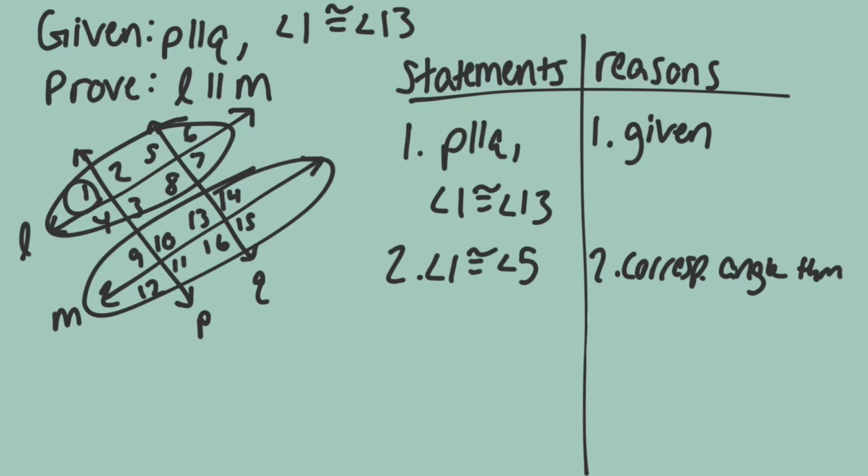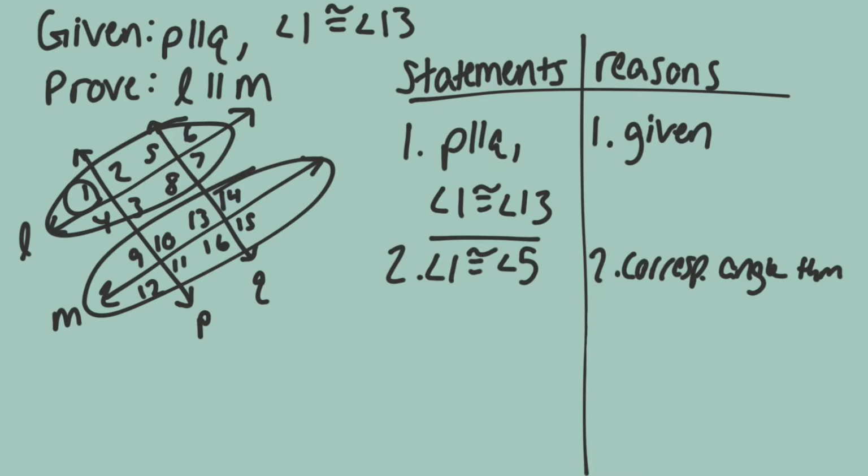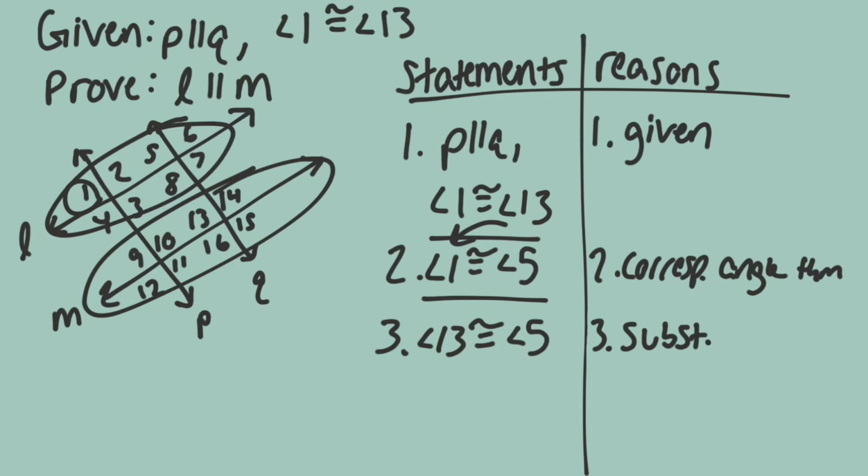But now, where we used to be able to assume that angles 5 and 13 are congruent because they're corresponding angles, we can't assume that anymore because we don't know that this transversal is cutting across two parallel lines. So we have to somehow use some kind of substitution. If you look back in the problem, angle 1 is congruent to angle 5, and angle 1 is also congruent to angle 13. That means that angle 13 is congruent to angle 5.